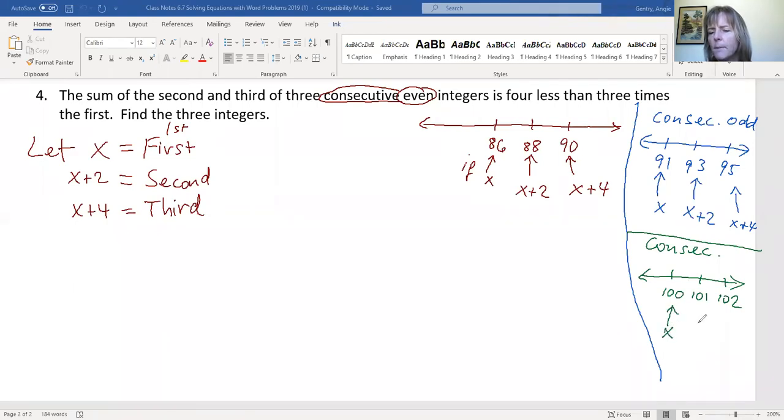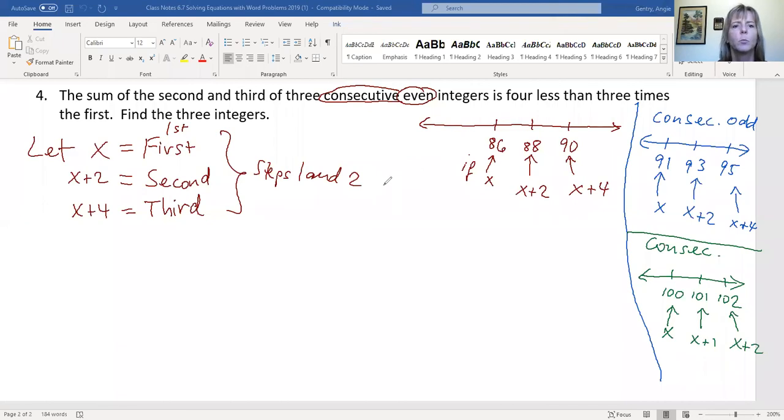If x is this guy, what is he? X plus 1. What is he? X plus 2. I'm just trying to show you this so that later you can do all these problems, not just one. So consecutive even, this is what happens over here on the left. So I'm going back to my original problem. So this here are steps 1 and 2 if you were to read your steps on how to solve these type of problems. It's assign a variable and then the other unknowns in terms of that variable.